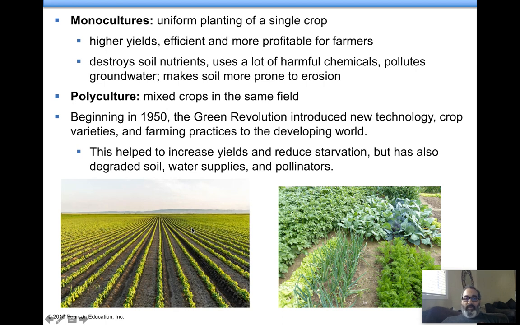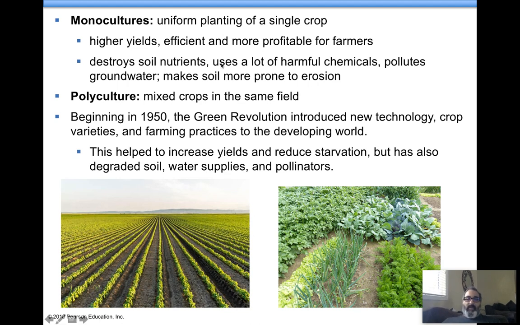Why is it bad? Well, it's not very natural to only grow one type of plant, and most of these plants are seasonal plants. So most of the year, the land will probably be even barren. There'll be nothing there. That's a problem with a monoculture. What does that do? Well, it basically makes soils more prone to erosion because there isn't always something covering the ground.